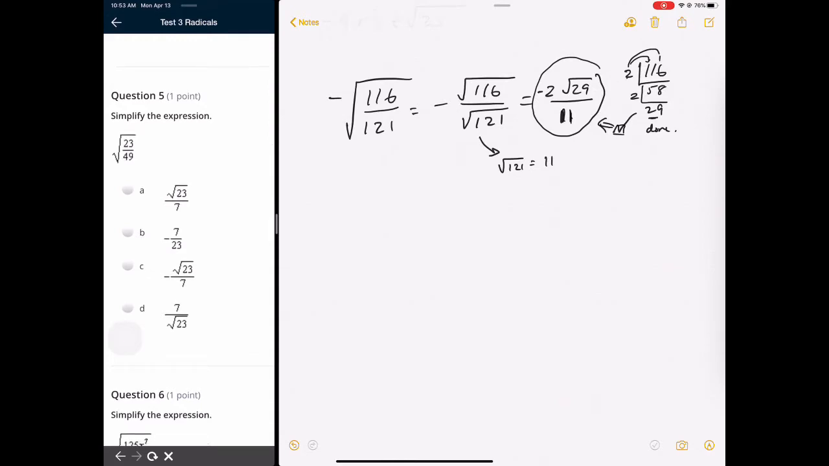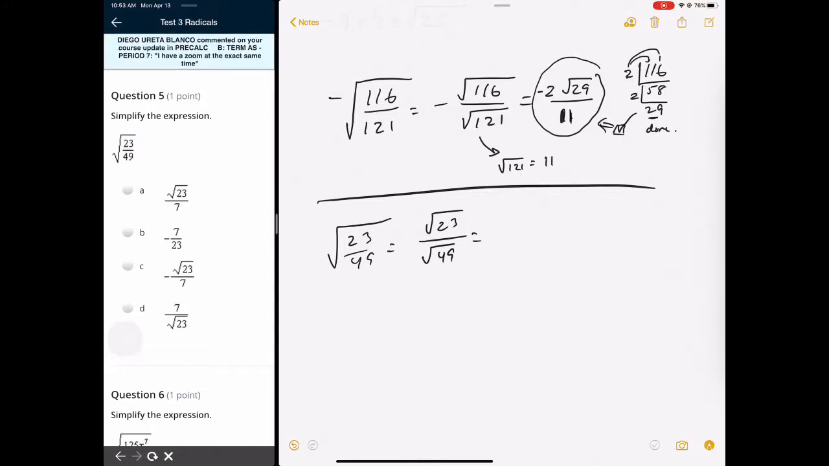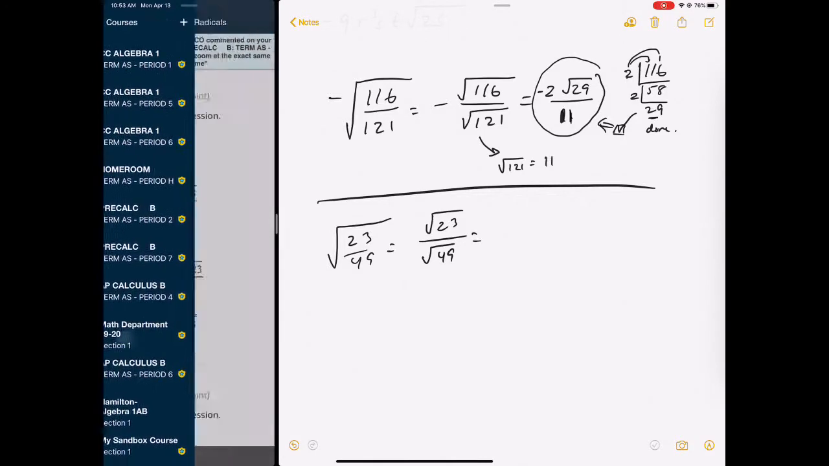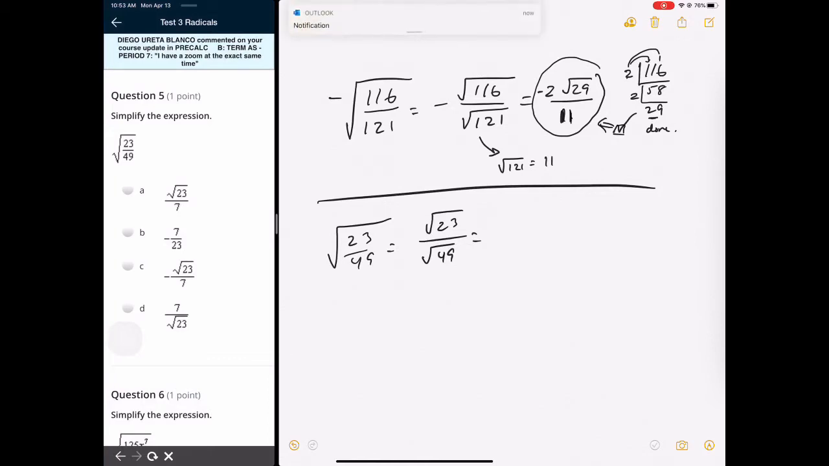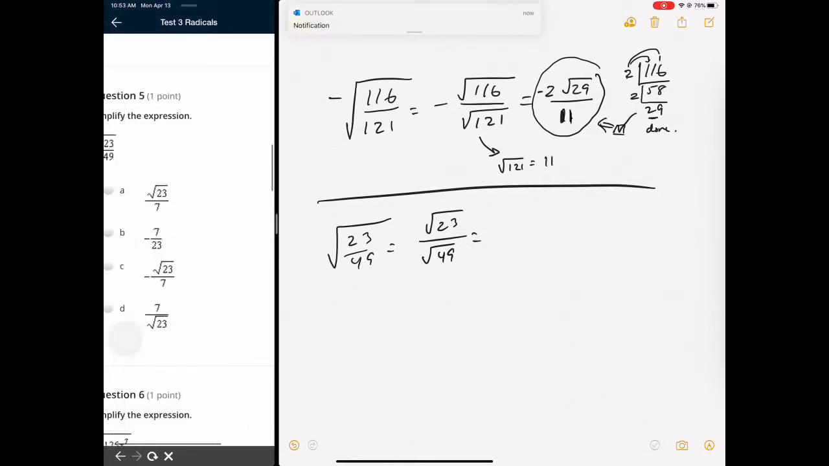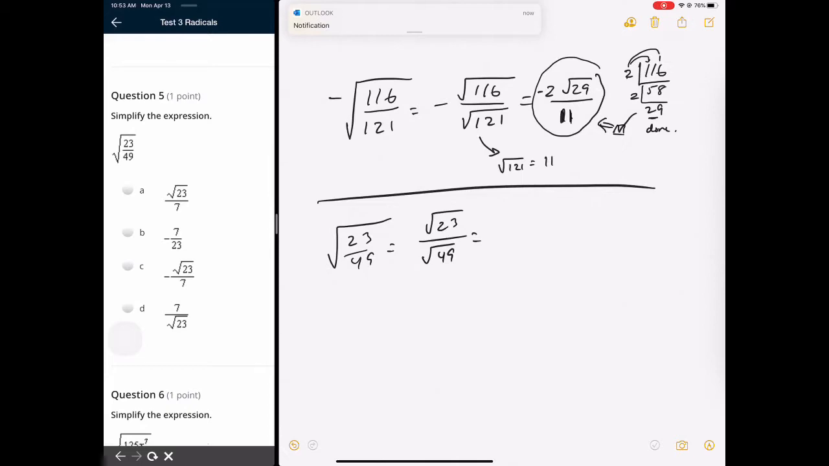Next problem is just another practice, a very similar concept. Square root of 23 over 49. Do I know what the square root of 23 is? Do I know what the square root of 49 is? Well, 23 is just square root of 23. But the square root of 49, we do know what that is. That's just 7. So radicals can be pretty simple. Just break them apart and see if you can take the radical of them separately.